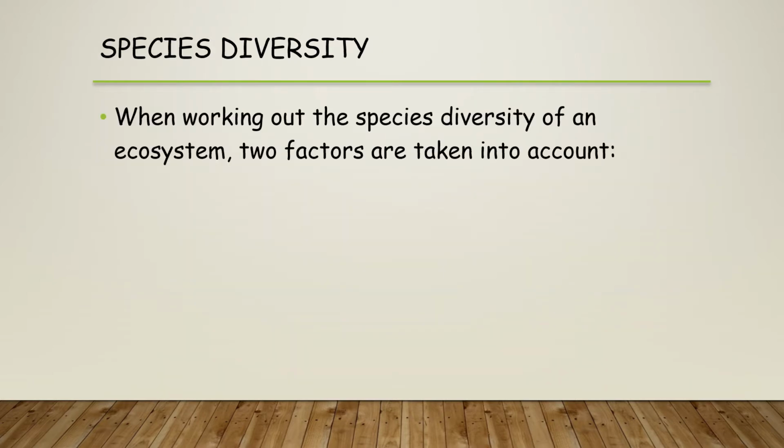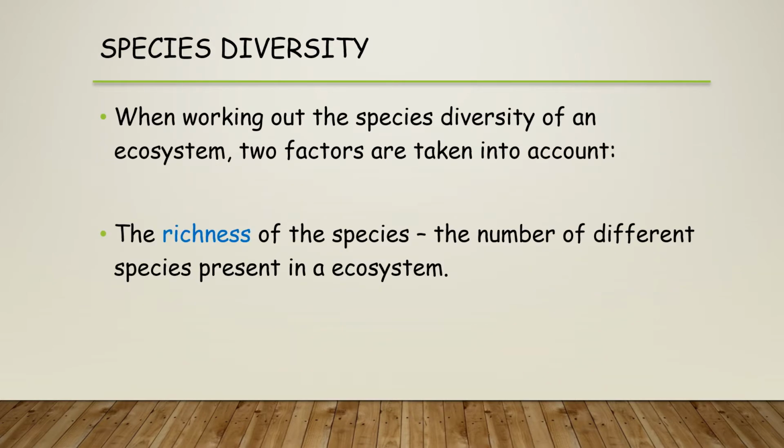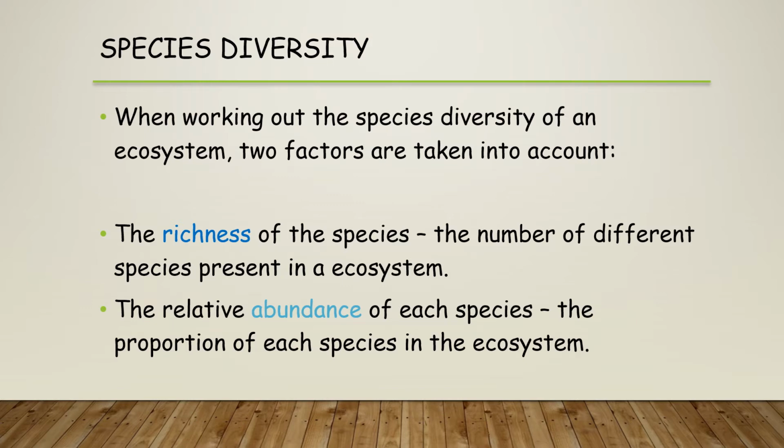In terms of species diversity, we need to look at two factors. The richness of the species, so the number of different species present in an ecosystem, but then the relative abundance of each of those species, so the proportion of each species within the ecosystem. And I'll show you a quick example to see the difference.